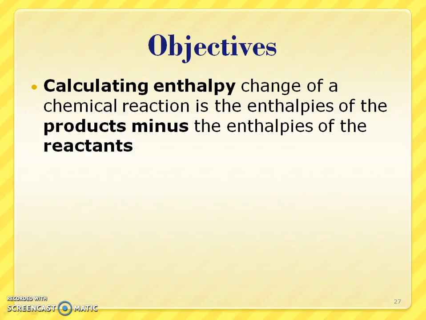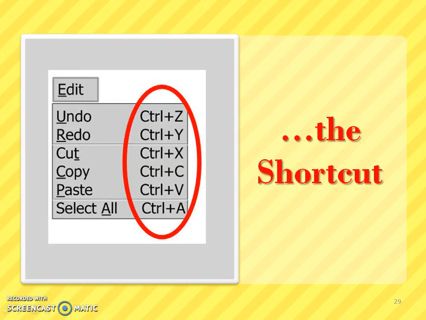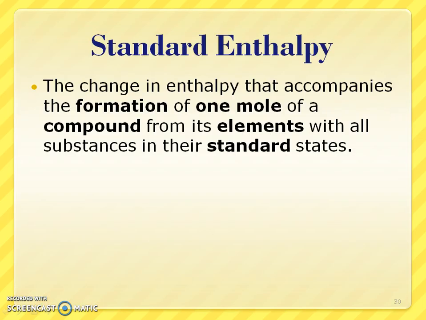Objective: calculating the enthalpy change of a chemical reaction is really the enthalpies of the products minus the enthalpies of the reactants. So you learned the reaction method, right? Taking that reaction mechanism or multiple reactions, manipulating them, and then finding the overall delta H of a reaction that you truly want. Now we're going to do the summation method, which is really the shortcut method. Pause, fill in the blanks, read as you write, and then play to hear my words.